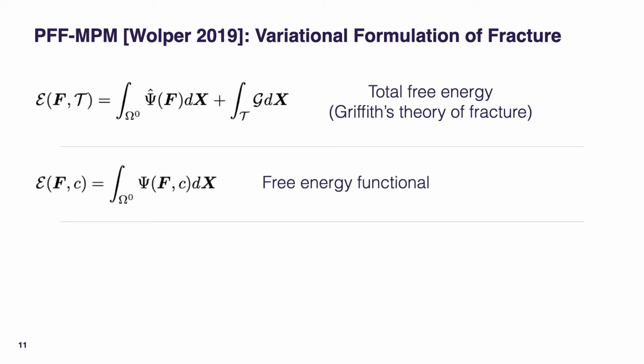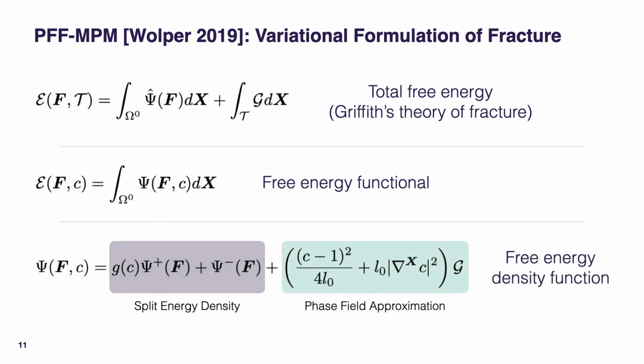We can also express the energy density as a function psi of the deformation gradient F and the phase value C. This means that the total energy in terms of F and C is simply an integration over this energy density. We can then define this psi to be the balance between the degraded elasticity and the energy release from fracture through substituting in a split energy density for psi hat and the phase field approximation for the surface integral over T.